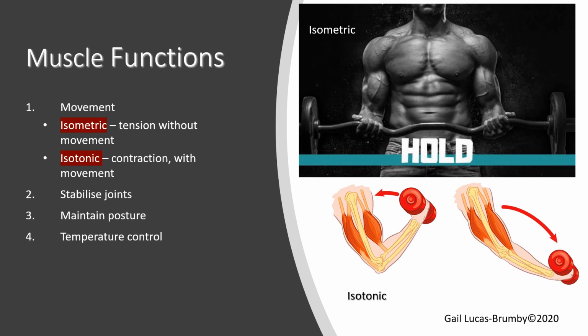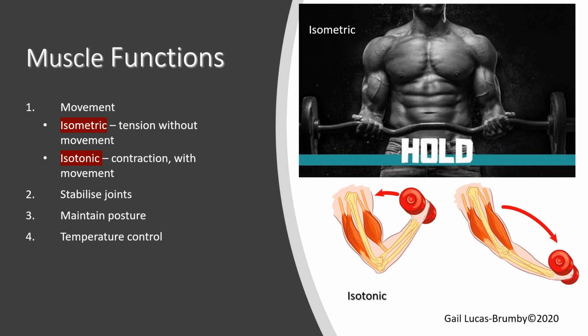So we have two types of movements. We have isometric, where there is tension without moving. And we can see that in the top picture here, we've got a very muscular trainer who's holding a weight static. He's not moving it, he's just holding it. But are his muscles flexed, the biceps flexed? Yes, they are. We can see that in the picture.